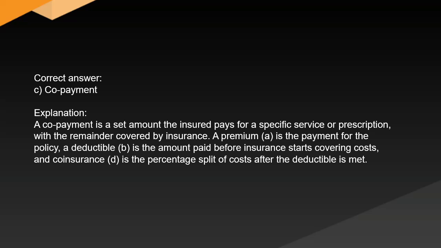Correct answer. C. Copayment. Explanation. A copayment is a set amount the insured pays for a specific service or prescription, with the remainder covered by insurance. A premium, A, is the payment for the policy. A deductible, B, is the amount paid before insurance starts covering costs, and coinsurance, D, is the percentage split of costs after the deductible is met.